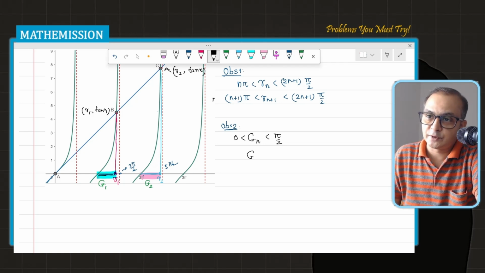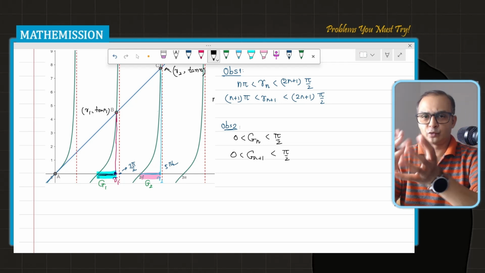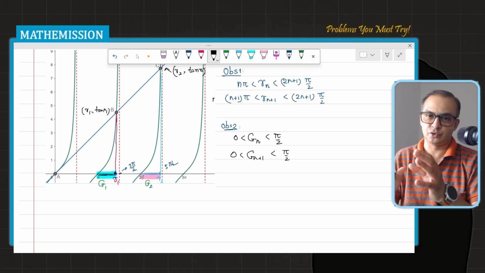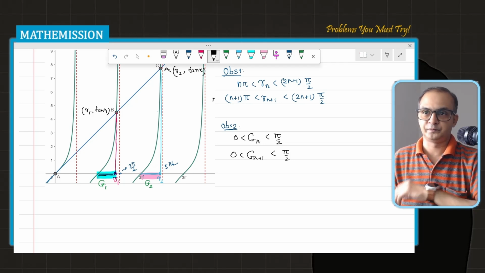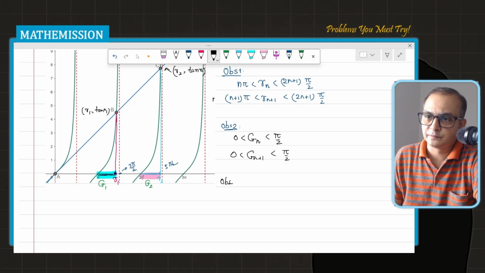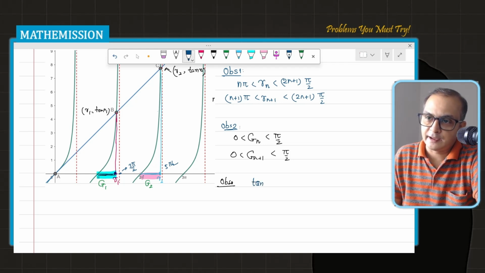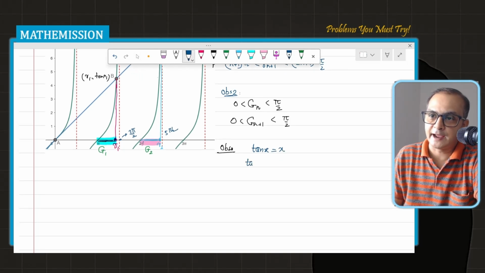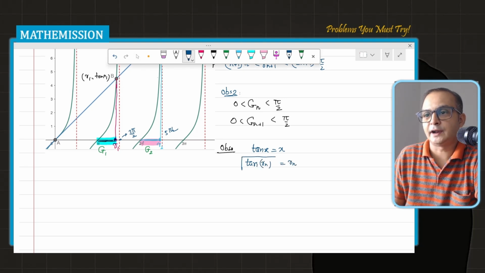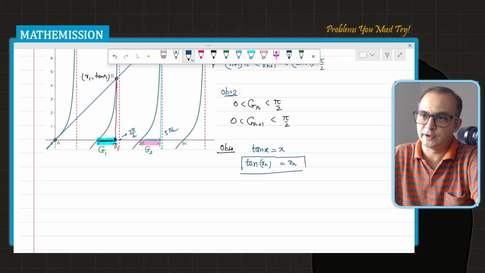And also gn plus 1 is lying between 0 and pi by 2. It doesn't matter which root you are taking, but since I have to take the difference of these gaps, that's why I'm taking gn and gn plus 1. The third observation is obvious actually: tan x is equal to x will give you that tan Rn is just Rn, because Rn is the root of this equation, the solution of tan x equals x.